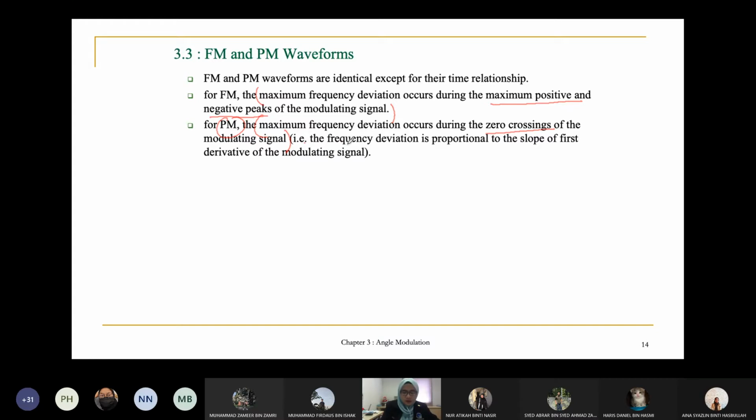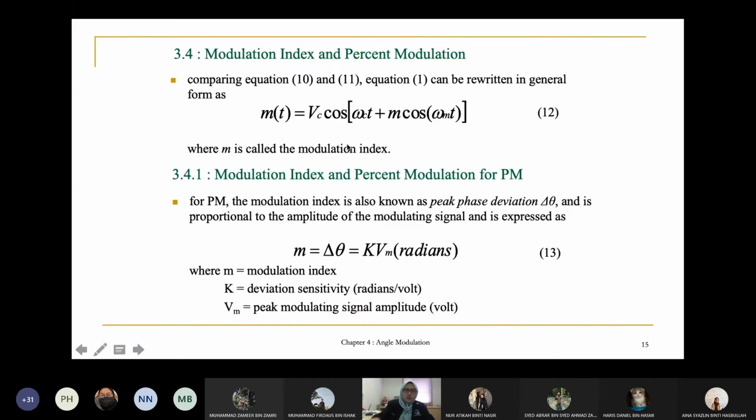Okay, so now let's look at the modulation index. Same with amplitude modulation. In amplitude modulation, you have learned about the modulation coefficient and percent modulation. Okay, so for modulation index, it is actually the same. If you still remember, in chapter 2 we used modulation coefficient, but actually modulation coefficient and modulation index are the same thing.